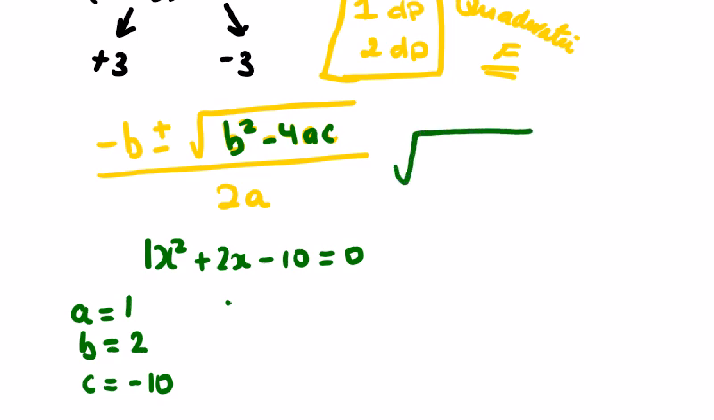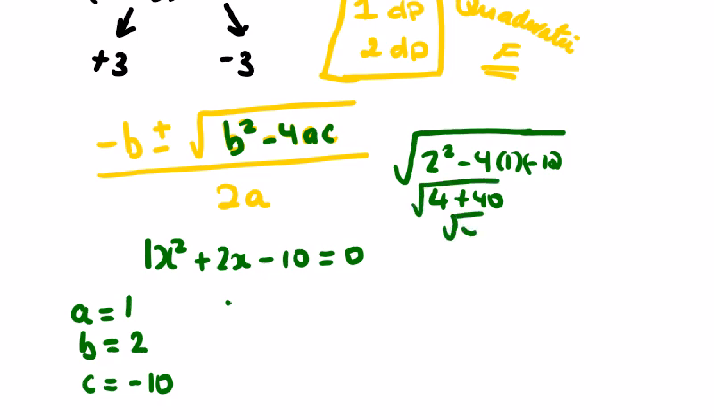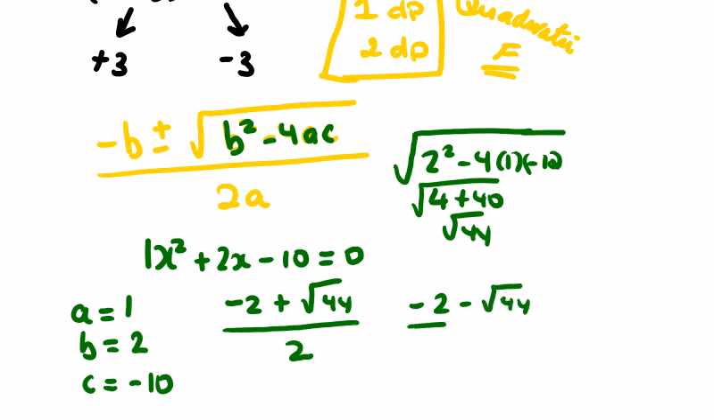So we have the square root of 2 squared minus 4 by a by c, which is minus 10. This is going to be 4 plus 40 inside the square root, so it's the square root of 44. So we get minus b, minus 2 plus the square root of 44 over 2 times a, 2 ones are 2, and you get minus 2 minus the square root of 44 over 2. So type these into your calculator and get used to rounding to 1 dp and 2 dp. The quadratic formula question should be one that you're absolutely going to get maximum marks in.